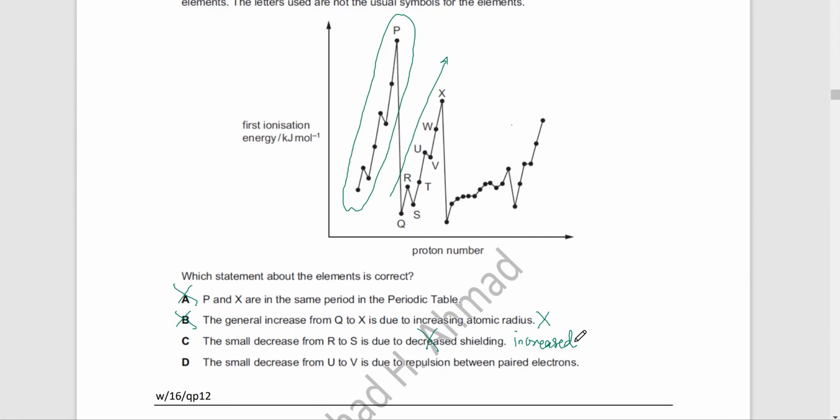So it's due to increased shielding. The next part is, a small decrease from U to V is due to repulsion between a pair of electrons. So U to V, this is group 1, 2, 3, 4, 5, and there's a dip at group 6. So why is there a dip at group 6?